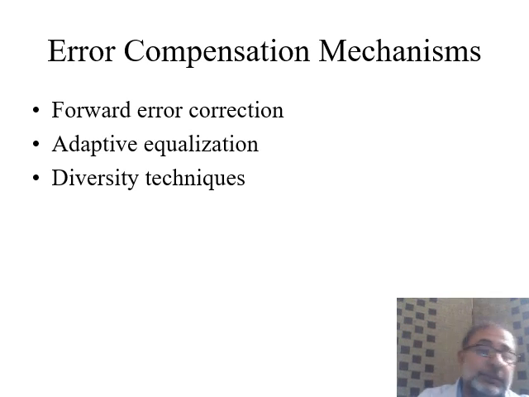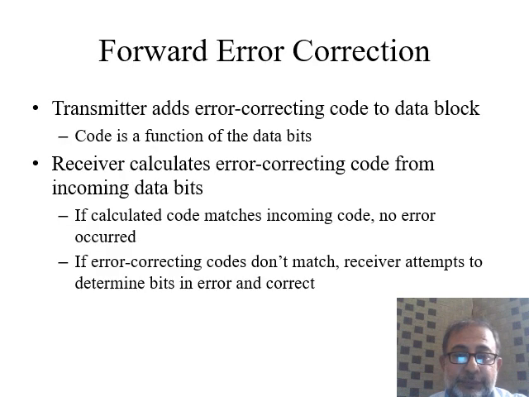The errors can also be compensated, and there are many methods defined by engineers to do that. First of all, the major method is forward error correction. Then we've got adaptive equalization. Then diversity techniques are used. In forward error correction, what happens? The transmitter adds error correcting codes to the data block, and the receiver calculates the error correcting codes and identifies the position of the error, and either it corrects it, or if it cannot, then it can ask for a retransmission.